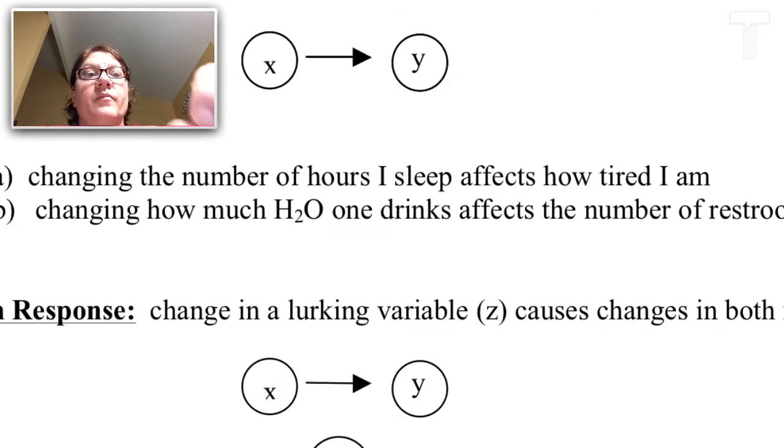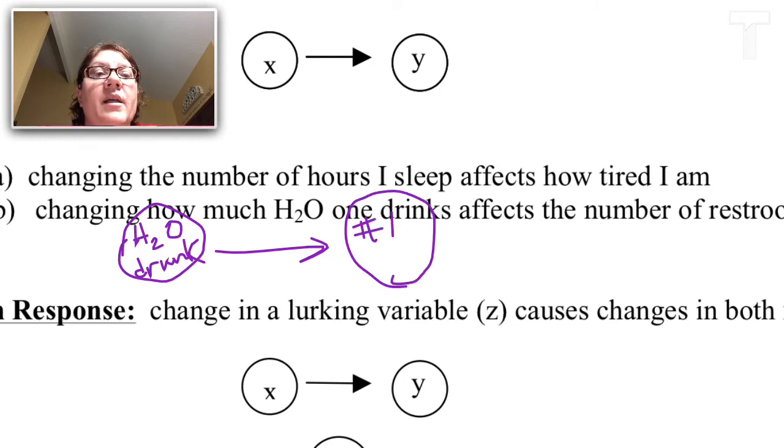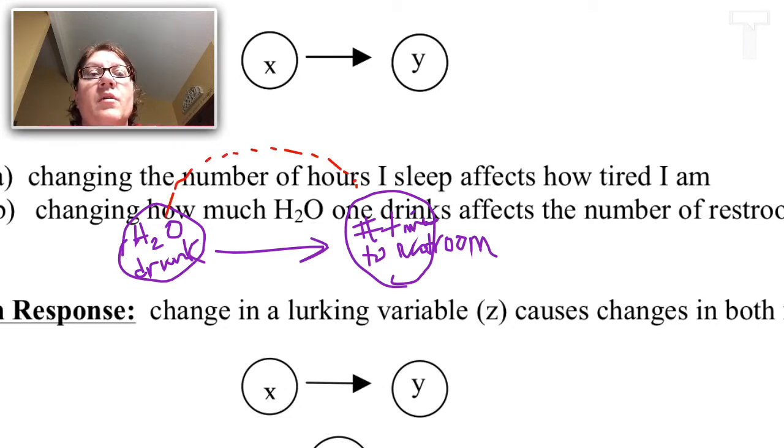Second example. So of course I'm sure many of you have experienced this problem. The amount of water that's drunk, so H2O drunk, does in fact affect how many times I go potty. And again, I'll want to make sure that I include the relationship arrow connecting them.